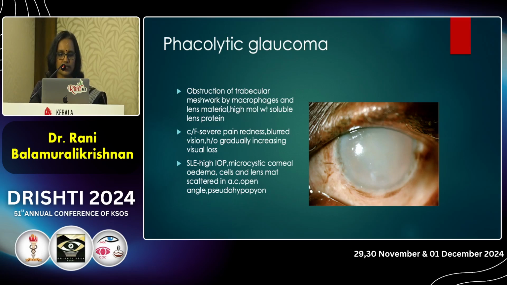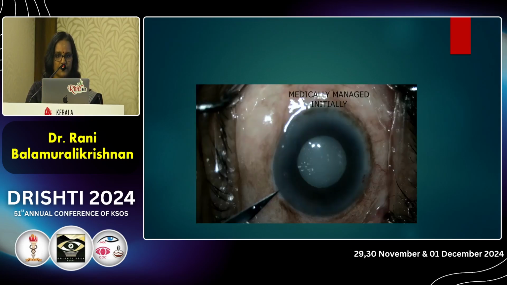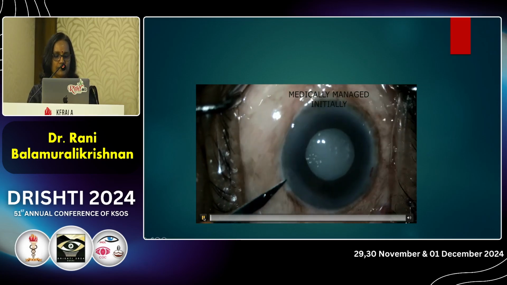The clinical features are similar. You get microcystic corneal edema, deep anterior chamber, the angle is open, with pseudohypopyon. The treatment is also similar, and the definite treatment is cataract extraction. You can control the inflammation and you get a clear cornea and a white eye. Then you do the surgery.